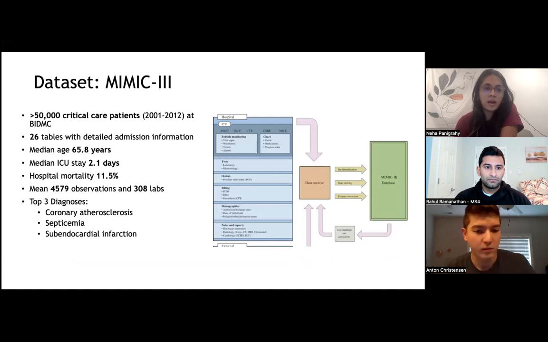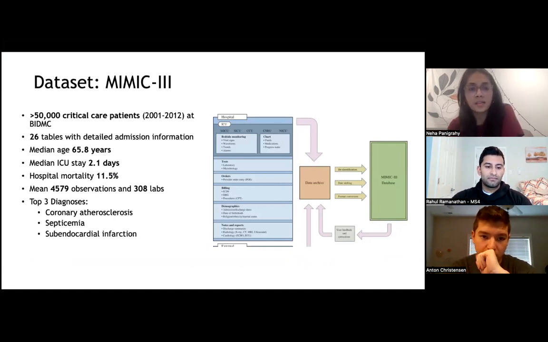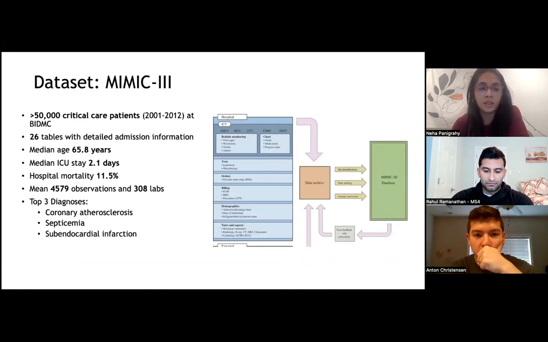So the methods to analyze this data were done by obtaining a large data set called MIMIC-3. This is a data set that's composed of 50,000 critical care patients across a decade at a large tertiary care center in Boston. This data set contains 26 tables of data with a lot of admission information. A brief summary of the data set includes patients with a median age of 65. Their ICU stay was 2 days, and all-cause hospital mortality was 11%. What's really unique about this data set is each patient had 4,500 observations and 308 lab values recorded. And the top 3 diagnoses in this data set were coronary atherosclerosis, septicemia, and subendocardial infarction.